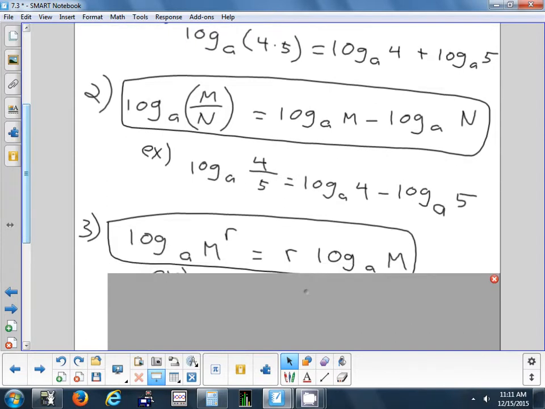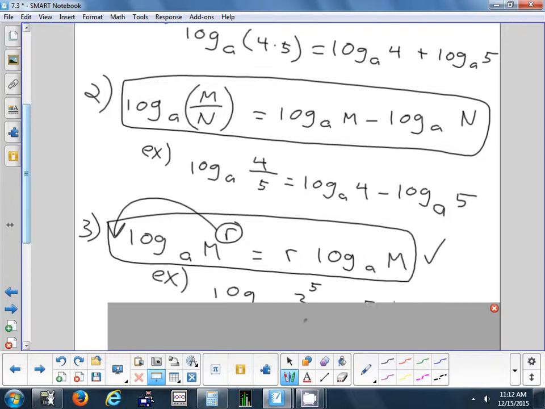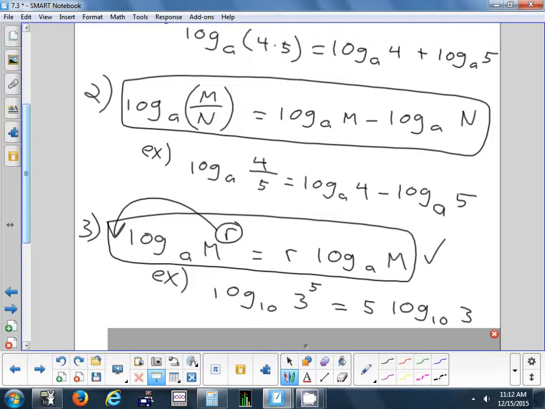and our last rule, and then we'll try some examples. This rule is important. Not only is it going to help us with what we're going to do right now, but it's also going to help us when we have to type stuff in the calculator with a different base. This formula is going to show us how we type it into the calculator. So this rule basically says if you have an exponent, you are allowed to move it in front. If you have an exponent on an argument to a log function, you can take that and put it in front.